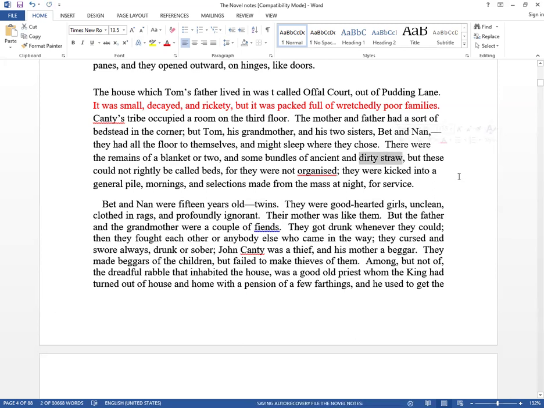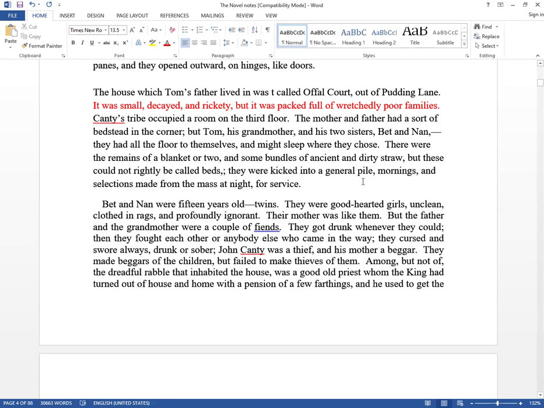In the middle of the room, there is a big pile of straw, hay. What for? For sleeping. They sleep like animals. But these could not rightly be called beds. Actually, these are not real beds. They use this hay as bedding material.